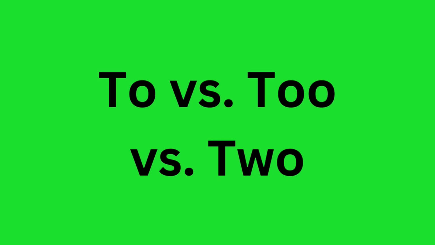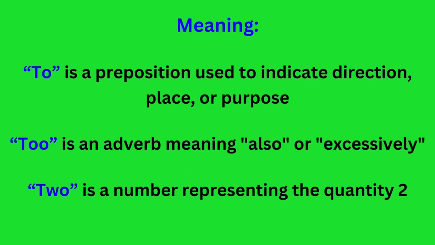To versus too versus two. To is a preposition used to indicate direction, place, or purpose. Too is an adverb meaning also or excessively. Two is a number representing the quantity two.